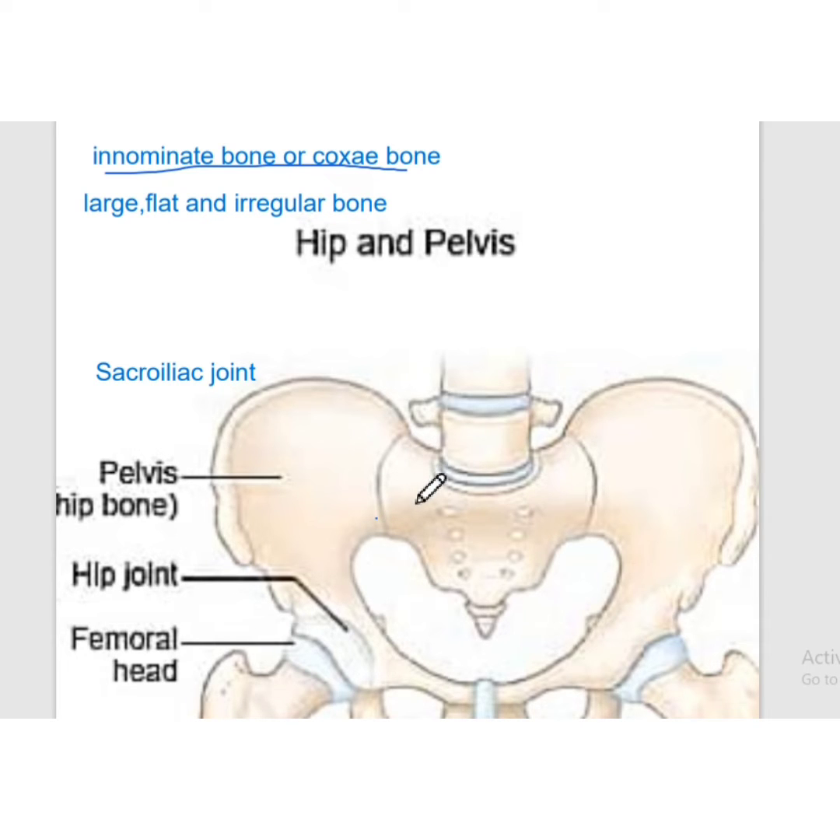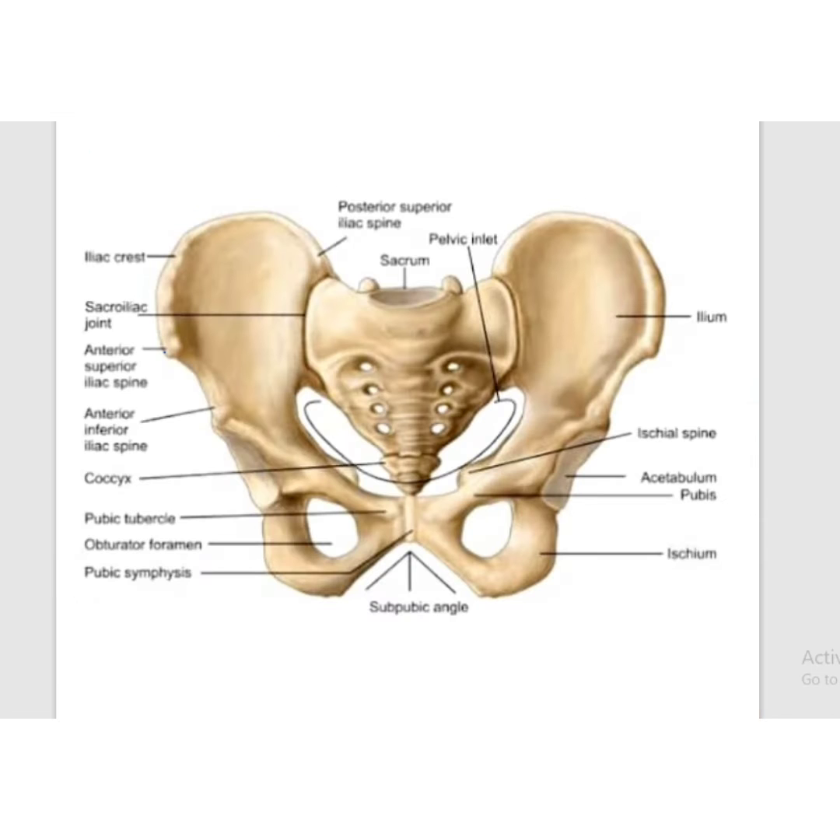Posteromedially it articulates with the sacrum and forms the sacroiliac joint, and laterally it articulates with the head of the femur and forms the hip joint. This one is the hip joint. The hip bone consists of the ilium, ischium, and pubis. Let us discuss the ilium, ischium, and pubis one by one.